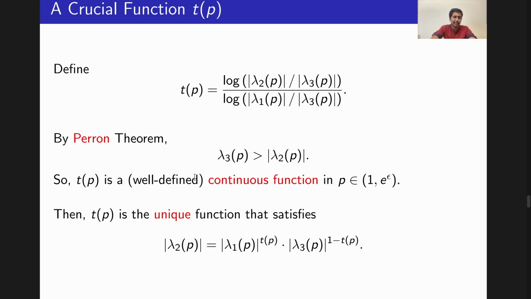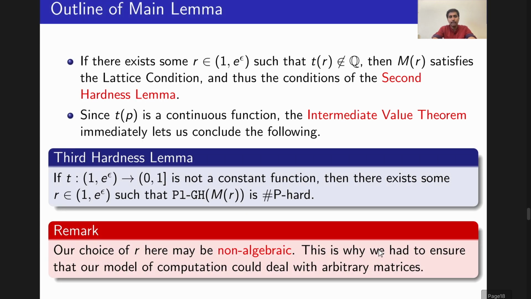What is interesting about T of P is that it is the unique function that satisfies this equation over here, of lambda 2 being equal to lambda 1 to the t and lambda 3 to the 1 minus t. Now, if it turns out that there is some r within our interval 1 to e to the epsilon, such that t of r is irrational, then that precisely corresponds to M of r satisfying the lattice condition, and thus the conditions of the second hardness lemma.